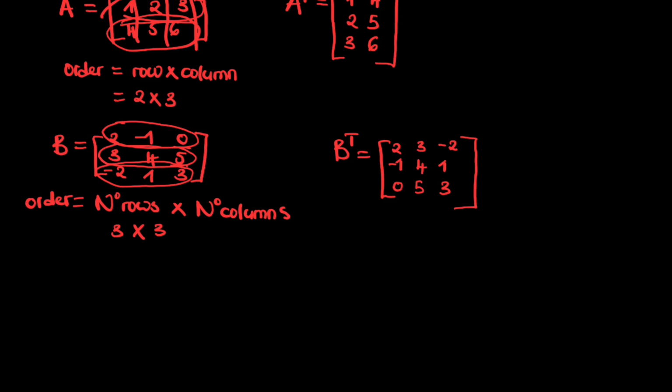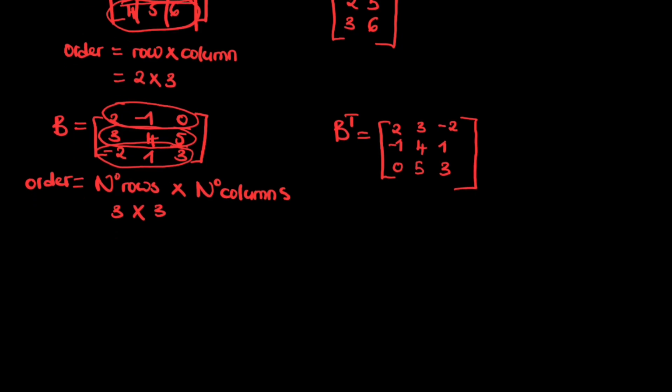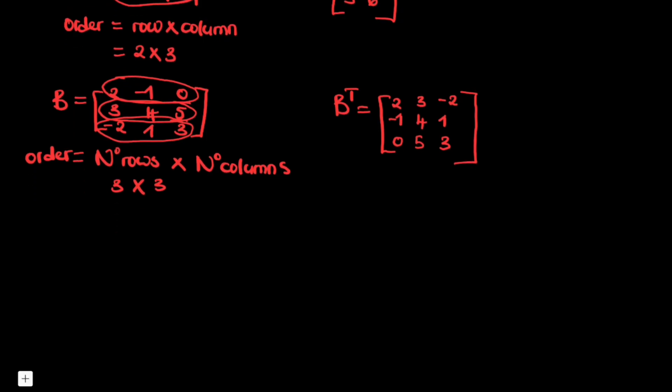So if we had a fourth row, then it would also become a fourth column. So it's not something difficult. It's very easy as that. Okay, so that is that, to write the transpose of that matrix.